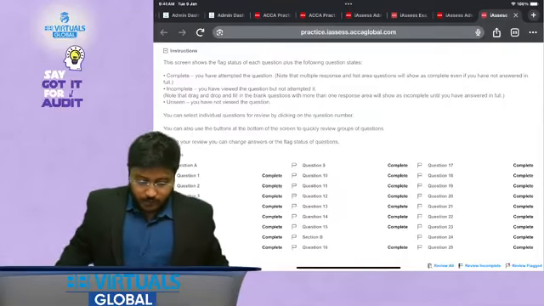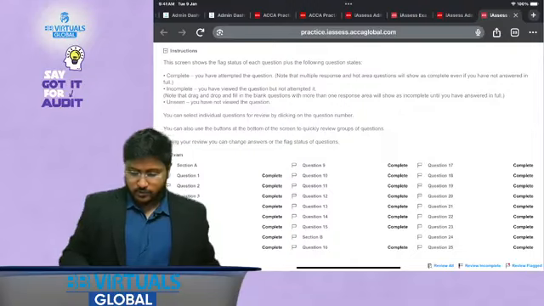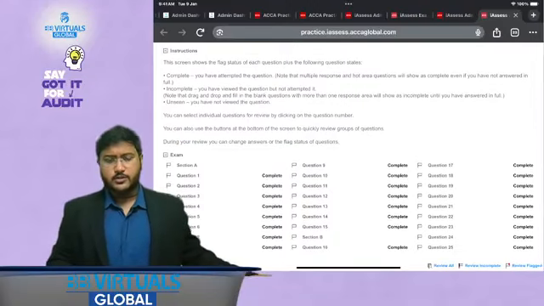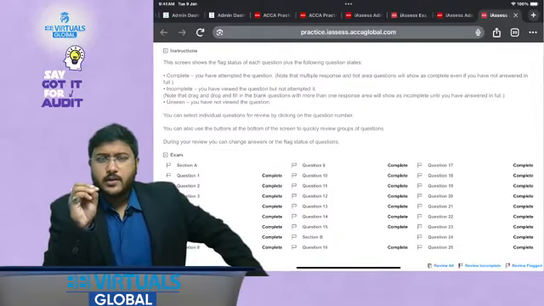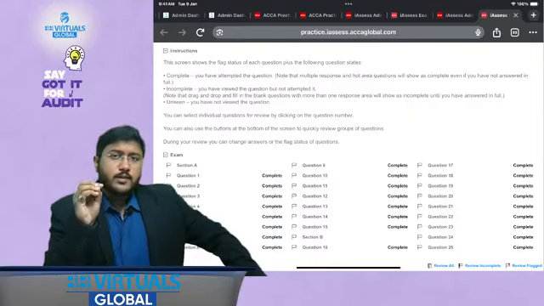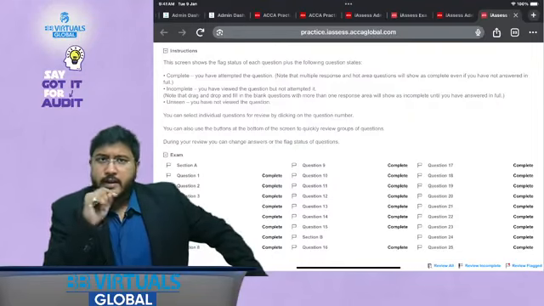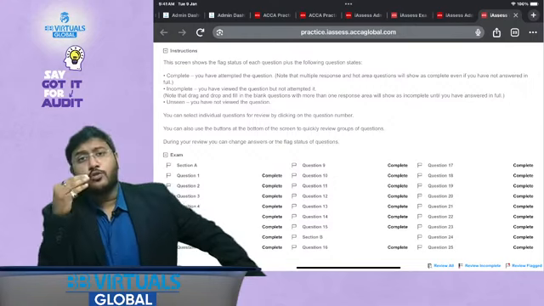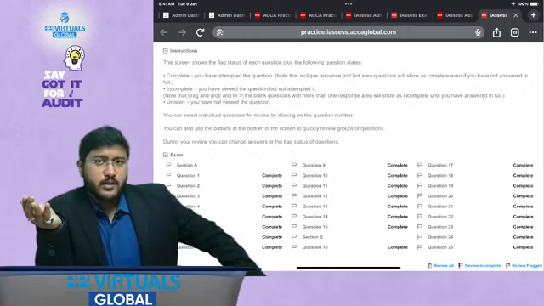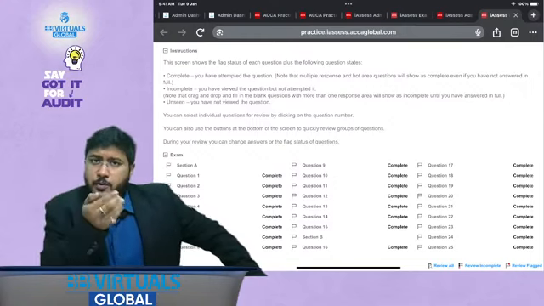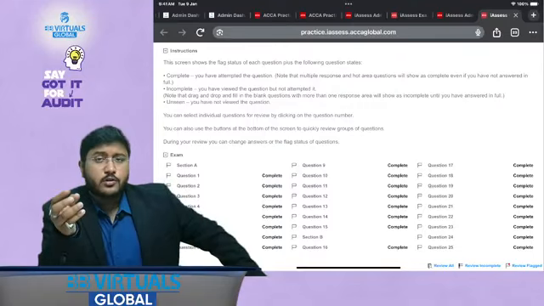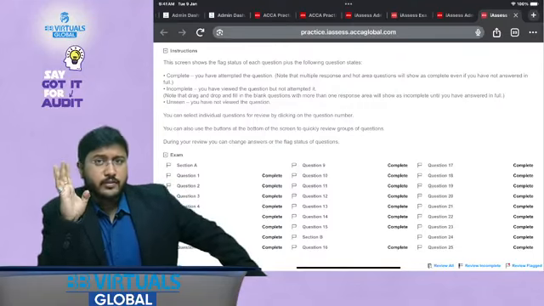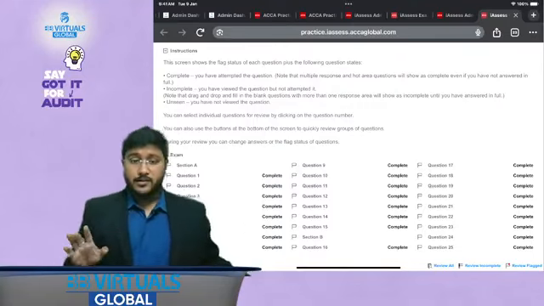During your review, you can change answers or flag the status. No, we do not want to check it, but if we just understand in summary, then the question majorly relates to the planning stage, the risk assessment stage, the audit procedure stage. It could be for the overall substantive procedures, overall sufficient and appropriate audit evidences for certain assertions as well, as the question might relate to the reporting part also. So that is our summary, right?